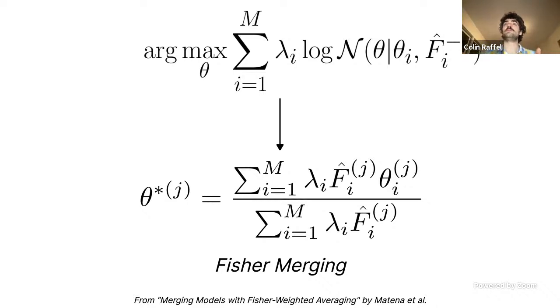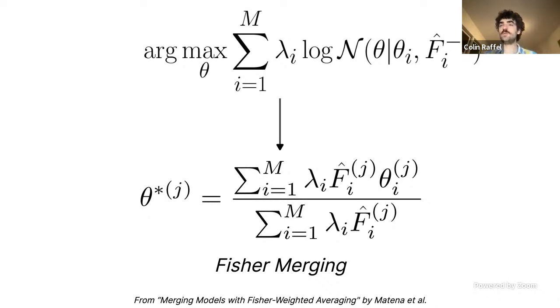We can get hopefully a better approximation to the posterior distribution because we're doing what's called the Laplace approximation. It turns out that the precision matrix at a mode of the posterior distribution is very well approximated by the Fisher. So if we can get a good approximation of the Fisher, then hopefully we can get a decent approximation of the posterior distribution.